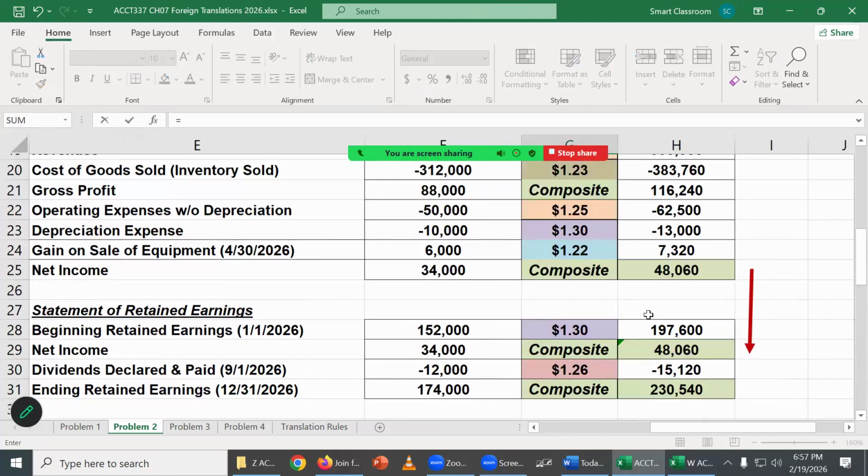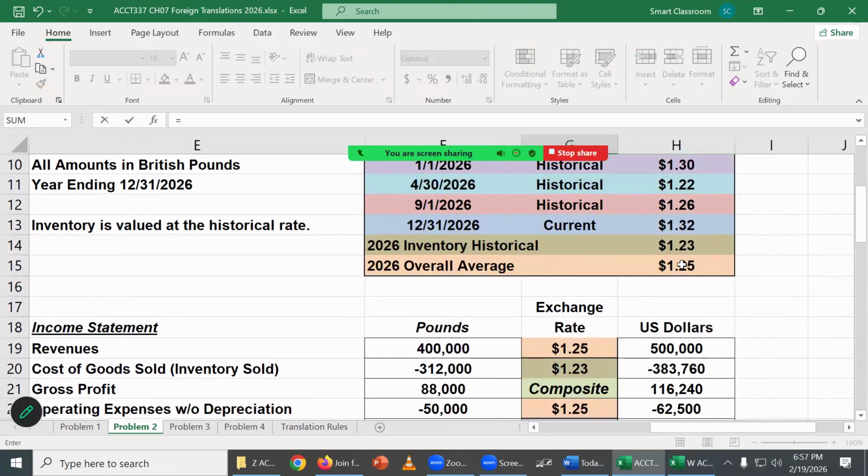And let me make sure I get the current rate. The current rate is really the year-end rate.